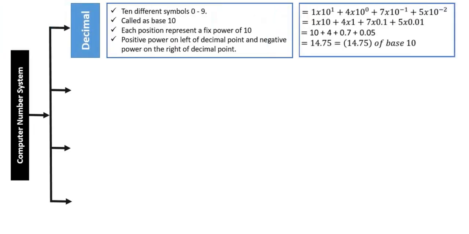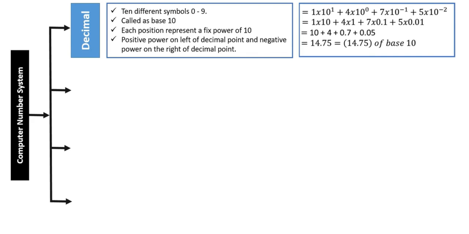Now let's understand the computer number system, that means the number systems used in digital computers. Basically, there are four types of numbers used in computers. The very first is the decimal number. We are all familiar with the decimal number because we use it in our daily life. It contains 10 different symbols, from digit 0 to 9. Since there are 10 different symbols, it is called a base 10 number.